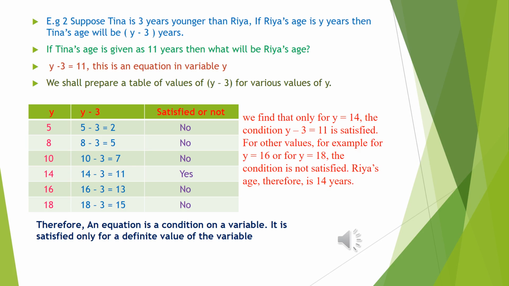And this condition is satisfied only for definite value of a variable. Here the value which satisfied this equation is 14. 14 minus 3 equals to 11. For no other values, this equation will satisfy. I hope you all understood what is an equation.